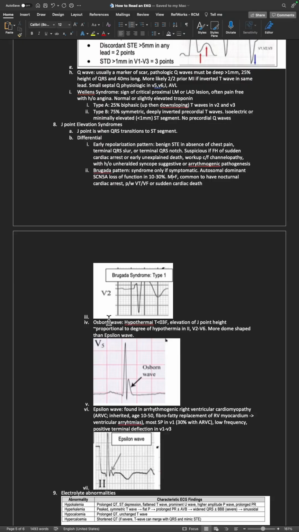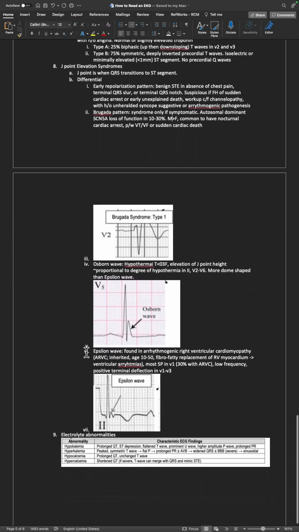Then we have Osborn wave, which is due to hypothermia, temperature less than 93 Fahrenheit. There will be an elevation of J point height proportional to the degree of hypothermia in 2 and V2 through V6. It's more dome shaped than epsilon wave. This is an Osborn wave right here. Then we have the epsilon wave, which is found in arrhythmogenic right ventricular cardiomyopathy, or ARVC, inherited, age 10 to 50, fibrofatty replacement of right ventricular myocardium, which leads to ventricular arrhythmias. There'll be more S in V1, low frequency or positive terminal deflection in V1 to V3.